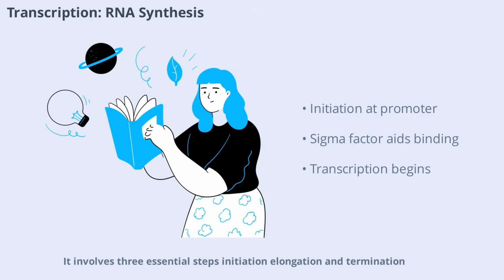It involves three essential steps: initiation, elongation, and termination. RNA polymerase attaches to a specific DNA sequence called the promoter, aided by the sigma factor. Once bound, the sigma factor dissociates, allowing transcription to proceed.